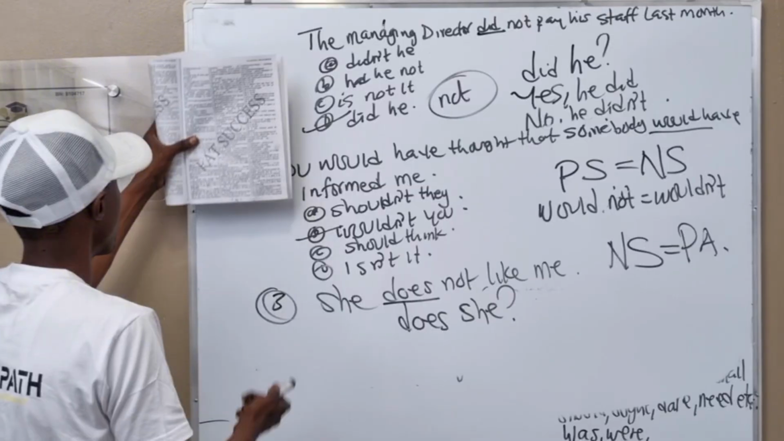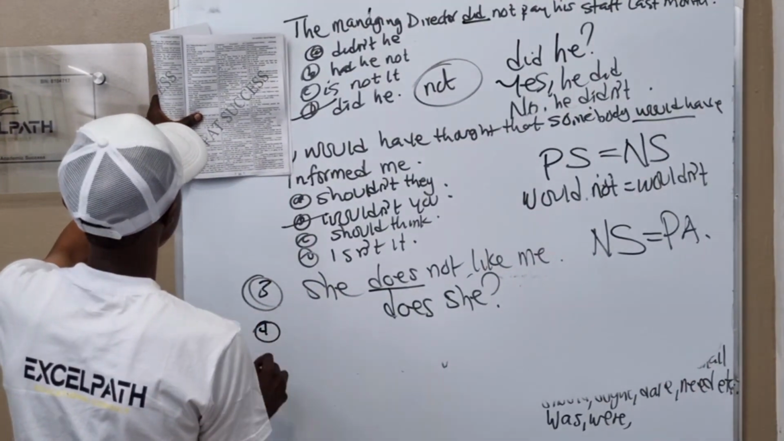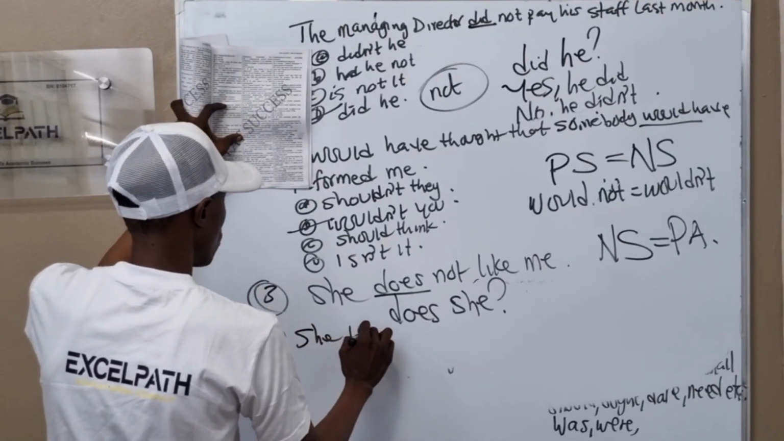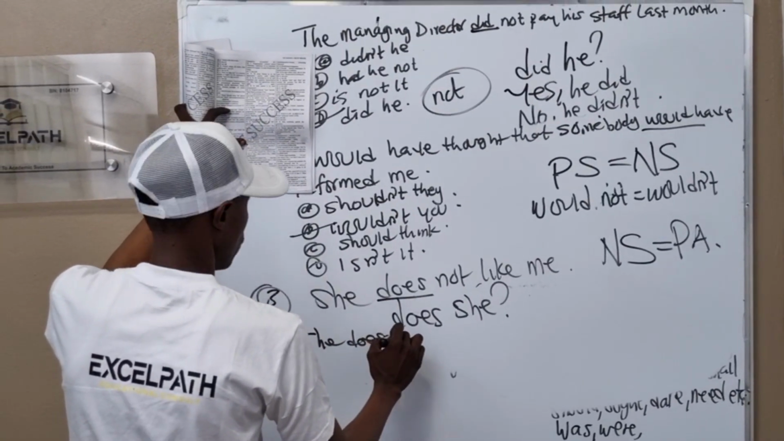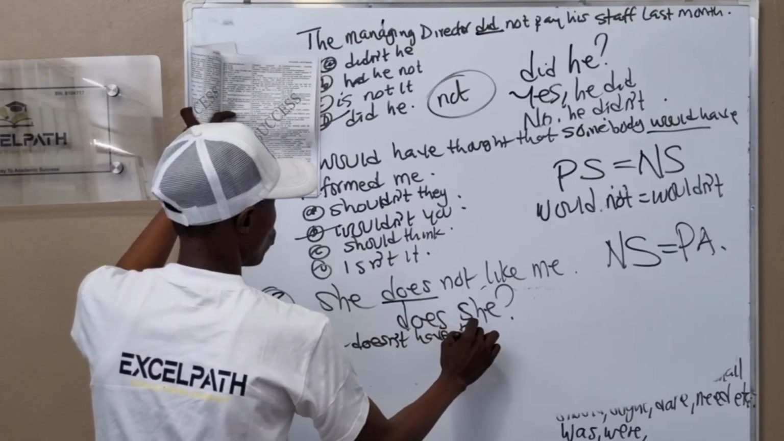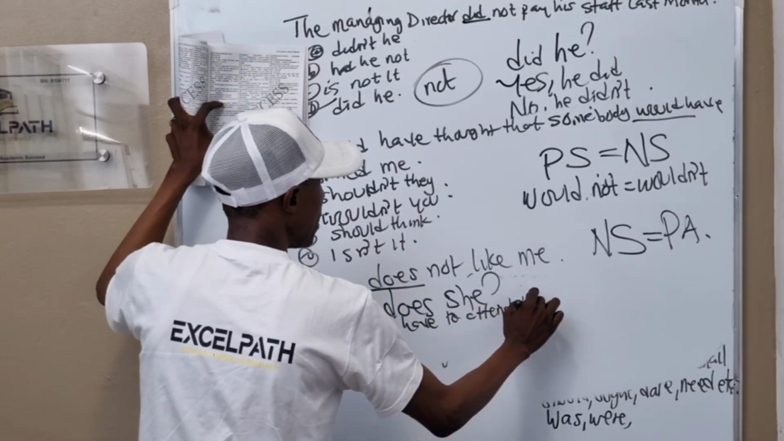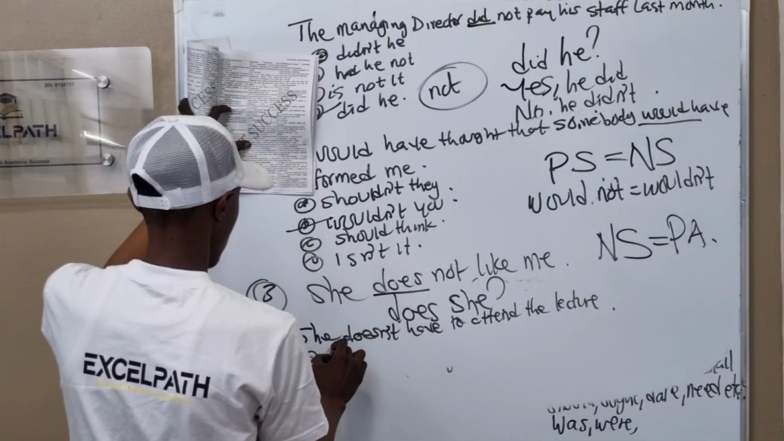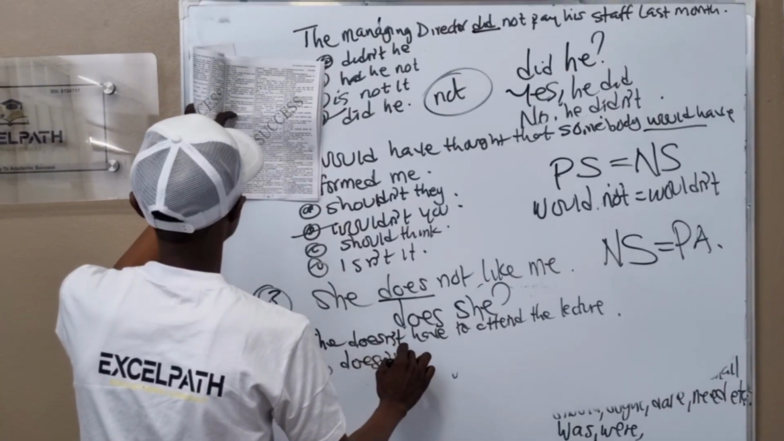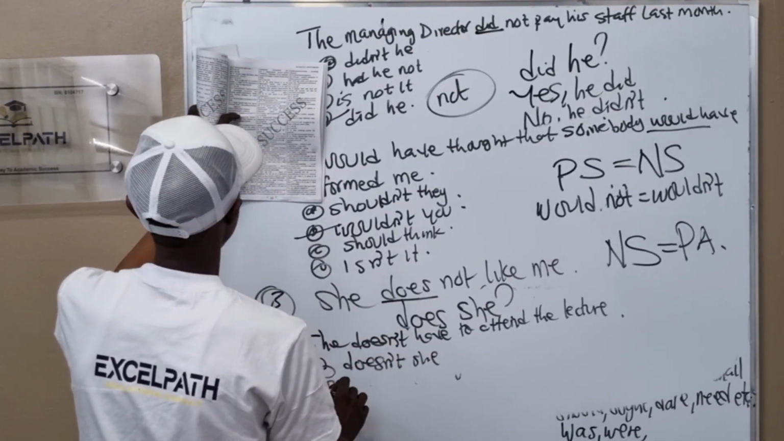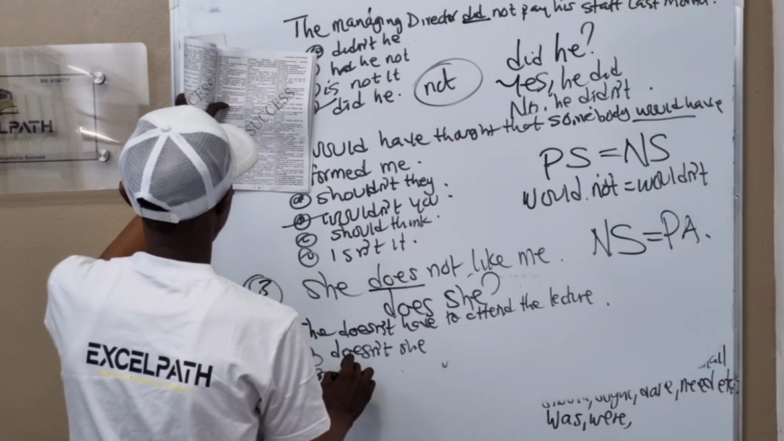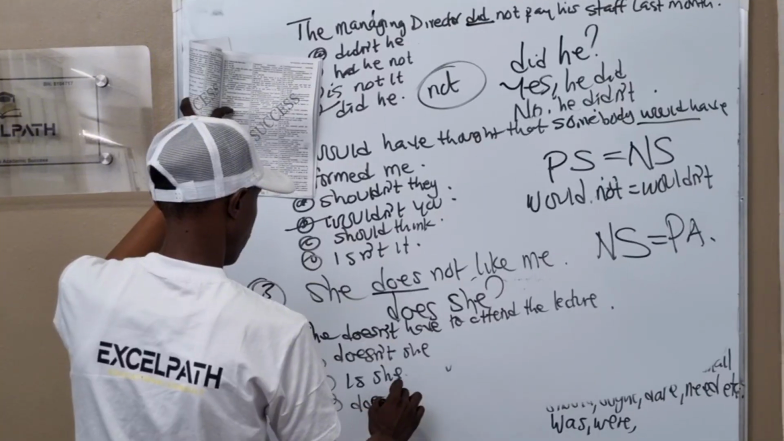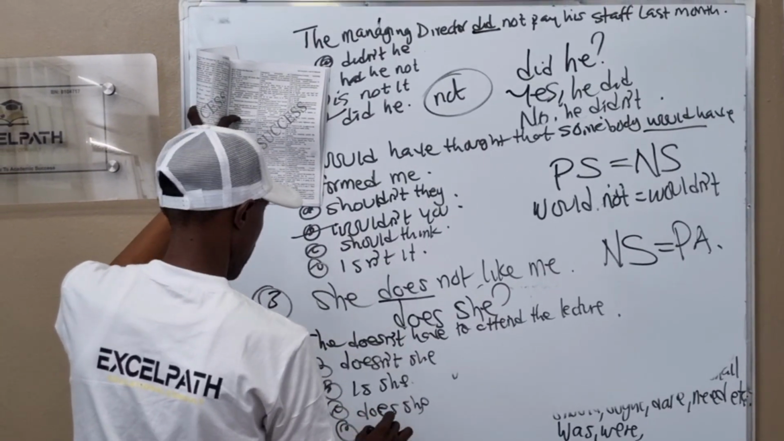Finally, on this topic, you have another question. This is 1979, question 38. They said she doesn't have to attend the lecture. She doesn't have to attend the lecture. The first option says, doesn't she? Option B is she. Option C, does she? Then option D, isn't it?